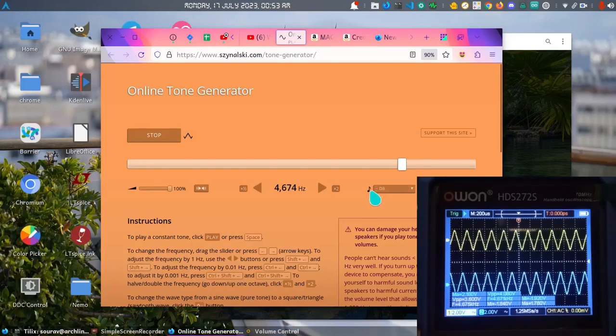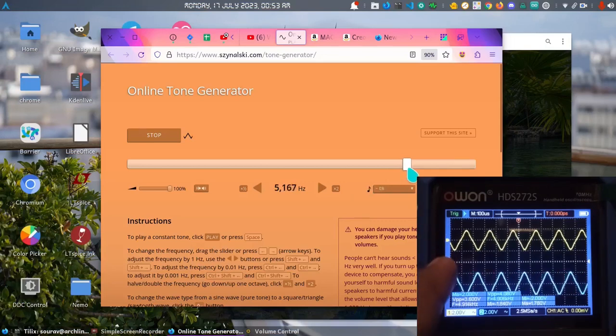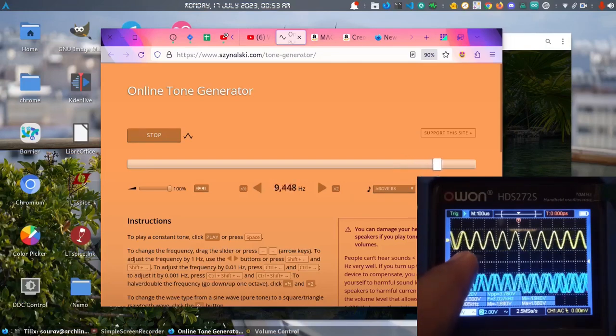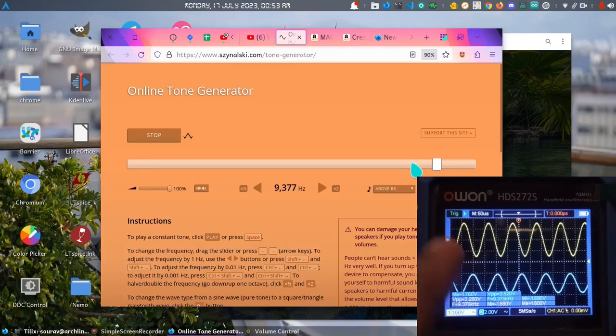Let's now increase that to something like 4000, and as you can see, it is getting rounded again. The edges are getting rounded, and at 5000 Hertz, we are rounding that. And at 9000 Hertz, we are getting a perfect sine wave instead of a triangle wave, and it actually sounds like a sine wave, right?